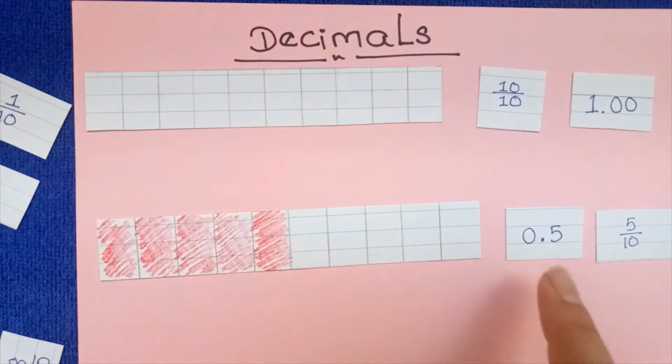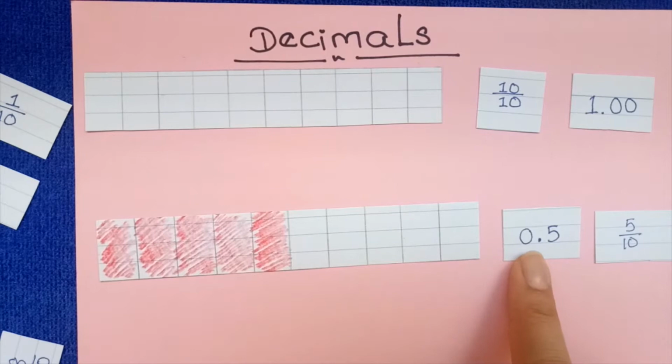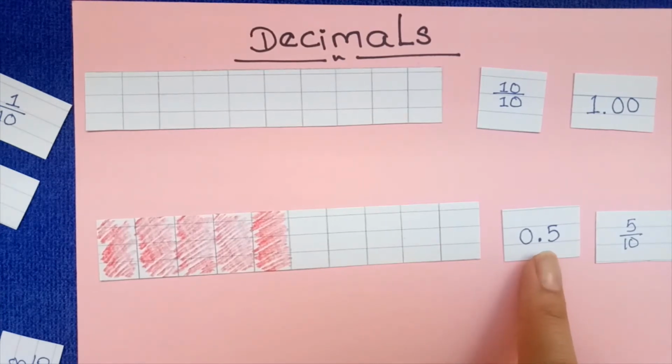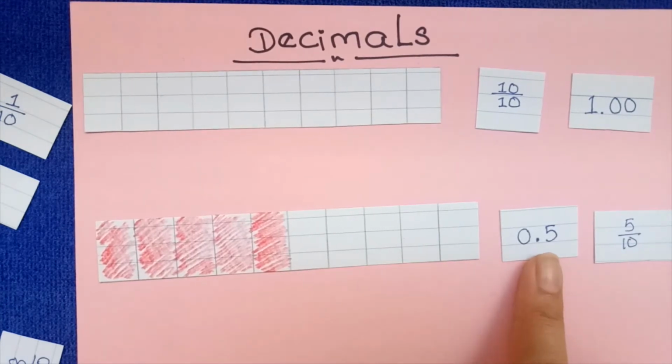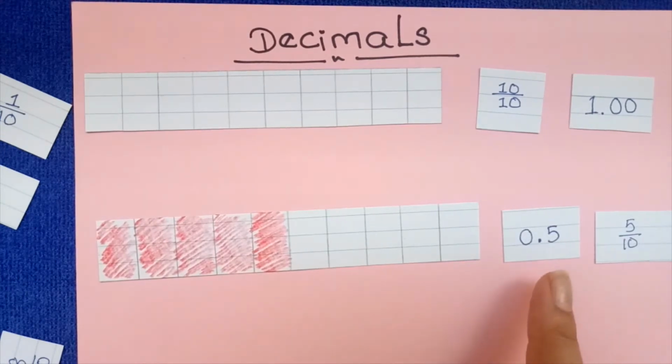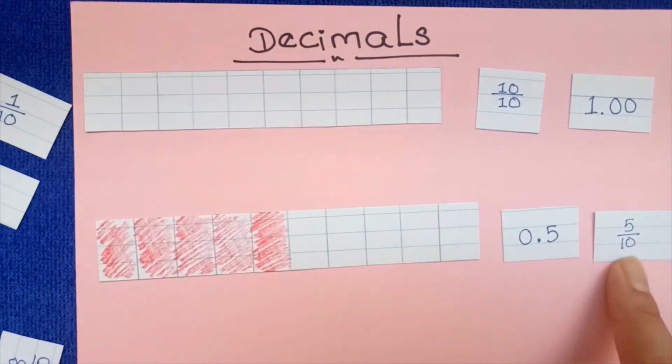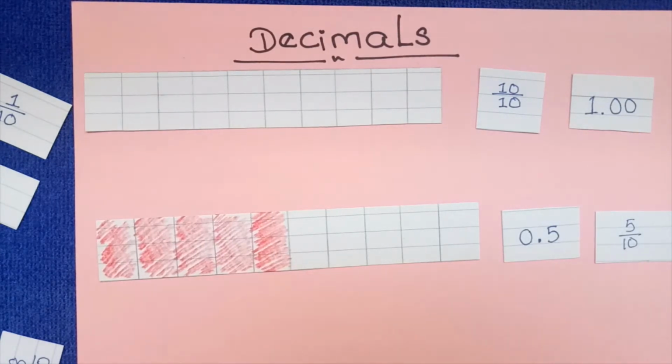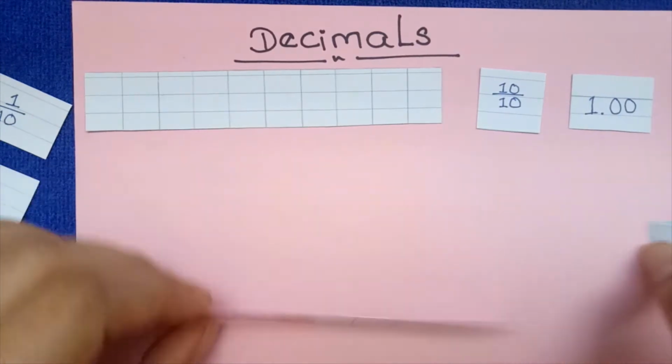So how do you read this one? Do you know? 5 tenths. Yes, it is 5 tenths. Why do you know? Because it's in the tenths place. Yes. Okay, so let's go to another one.